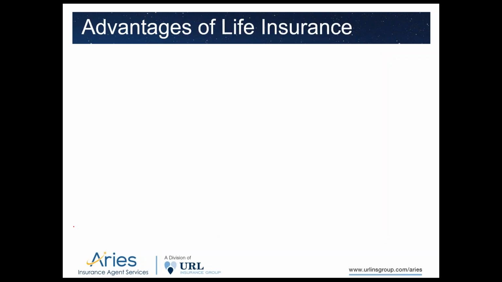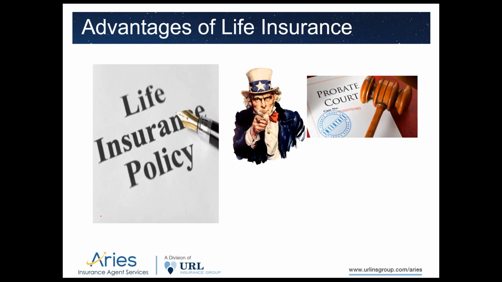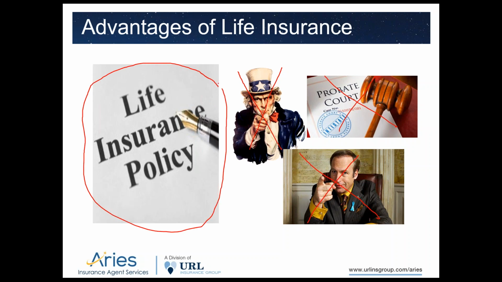Now, there's advantages to selling a life insurance policy. First and foremost, it eliminates Uncle Sam, because life insurance gets paid to the beneficiaries tax-free. It also avoids probate, and nobody wants to see an attorney make more money than they need. So basically, a life insurance policy eliminates Uncle Sam, it avoids probate, and it keeps attorneys out of their business. A life insurance policy is the way to go.